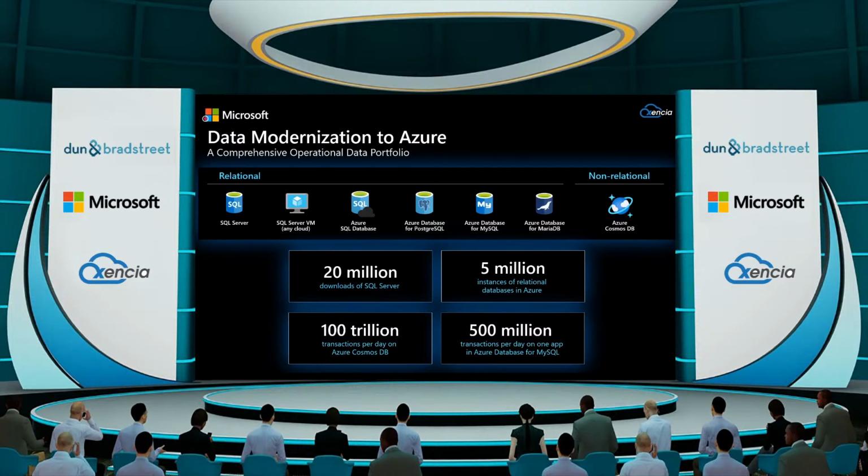And when it comes to the non-relational, Microsoft gives you Cosmos DB, which is a non-relational, highly scalable database in nature, right? And which is a NoSQL kind of database. And if you look at this comprehensive portfolio, you can see 20 million downloads of SQL Server and 5 million instances in databases, and then 100 trillion transactions happening per day. It could have definitely increased more by this time. And 500 million transactions per day on one app in Azure Database for MySQL.